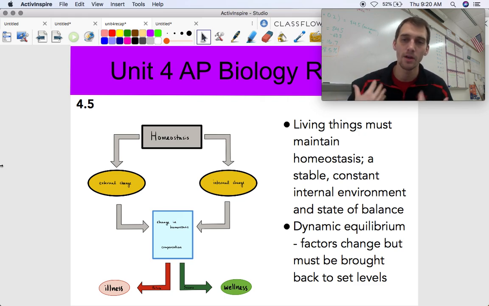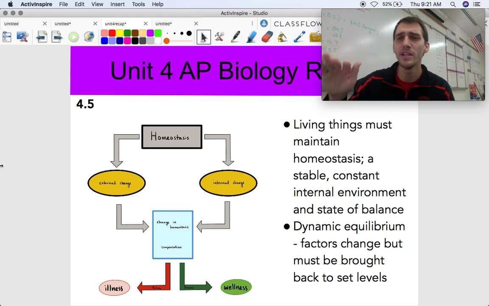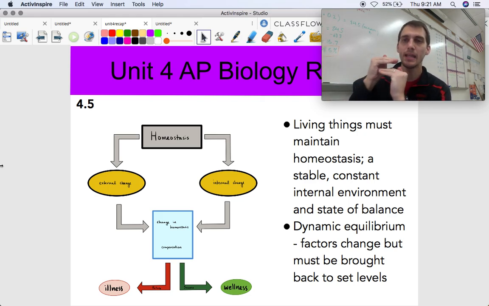You have to be able to maintain a stable, constant internal environment and a state of balance. Okay, so nothing can be too high, nothing can be too low. Everything has to be, as I tell my students, Goldilocks, right? Can't be too hot, can't be too cold, can't be too high, can't be too low. Everything needs to be right at this set level in order for you to maintain health and wellness, okay? Homeostasis is dynamic equilibrium, right?